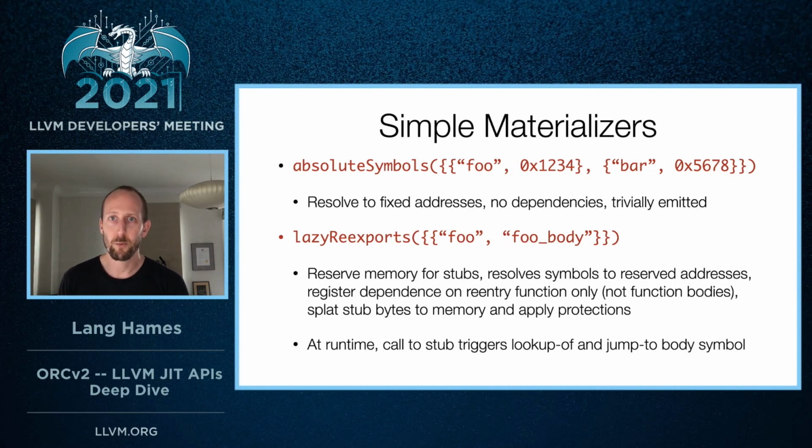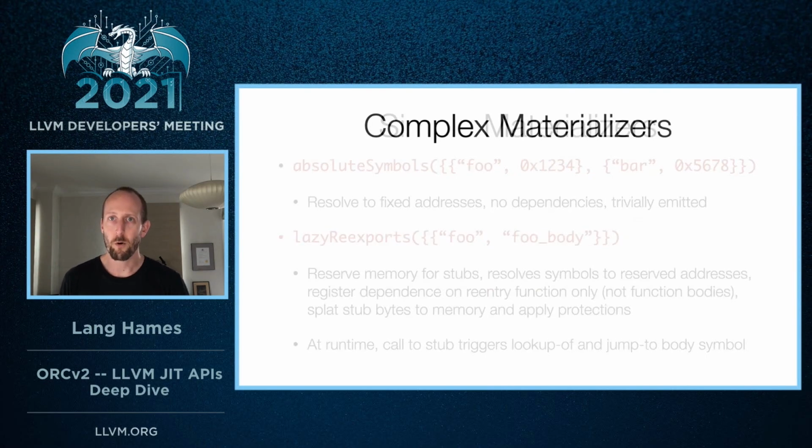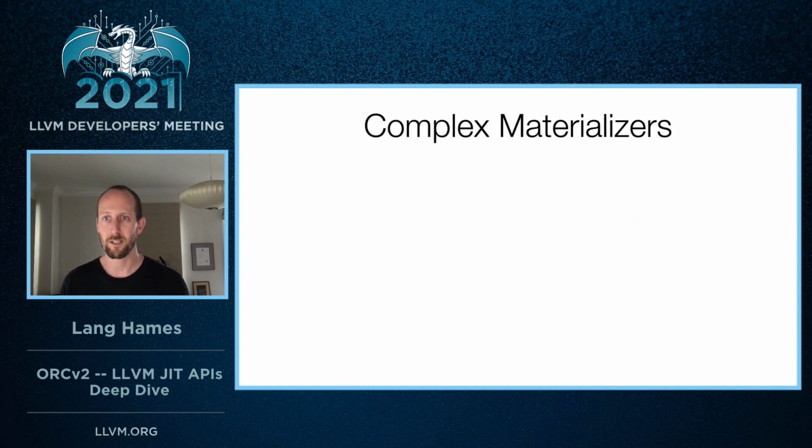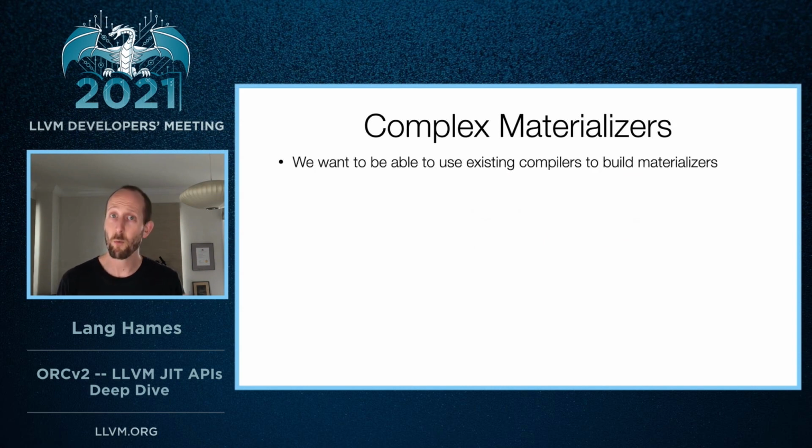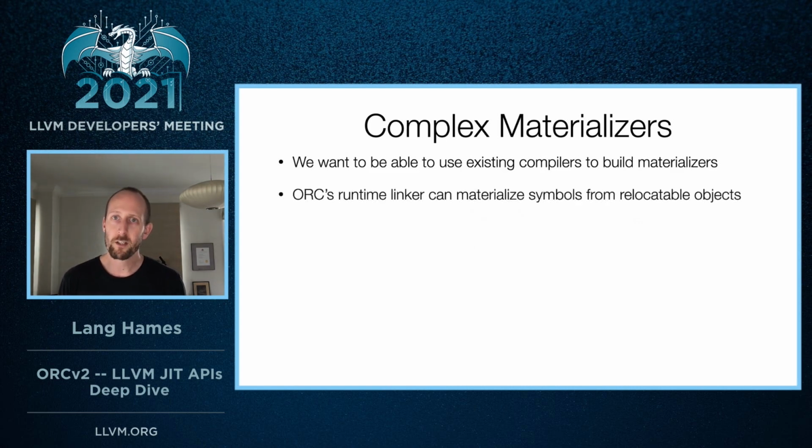So materializers can be really simple, but the selling point of ORC is that it makes it easy to build complex materializers. And what we really want to be able to do is to use existing compilers to build materializers. The component that ORC gives you to help this process along is the ORC Runtime linker, which can materialize symbols from relocatable object files. So if you have a relocatable object file that defines the symbols that you want to materialize, you just run that object file through the runtime linker to materialize those symbols.